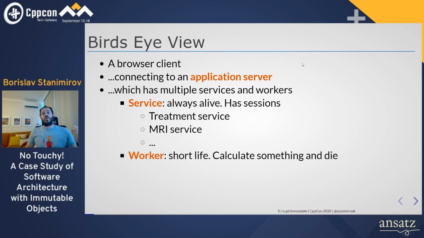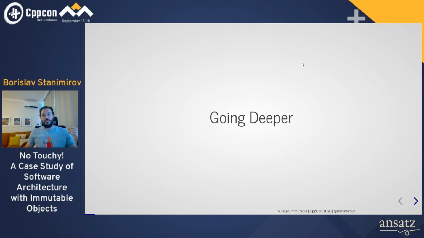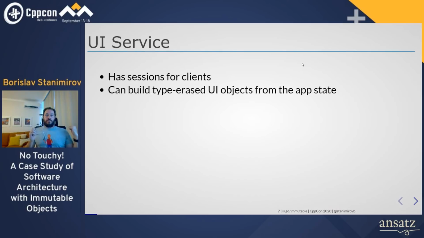And also we have workers. A worker is something that has a short life. It calculates something and then ceases to exist. For example, the different anatomical structure simplification algorithms that you saw are workers. We calculated those. If the demo had worked, you would have seen live dose calculation as the treatment is going on. Let's go a bit deeper.